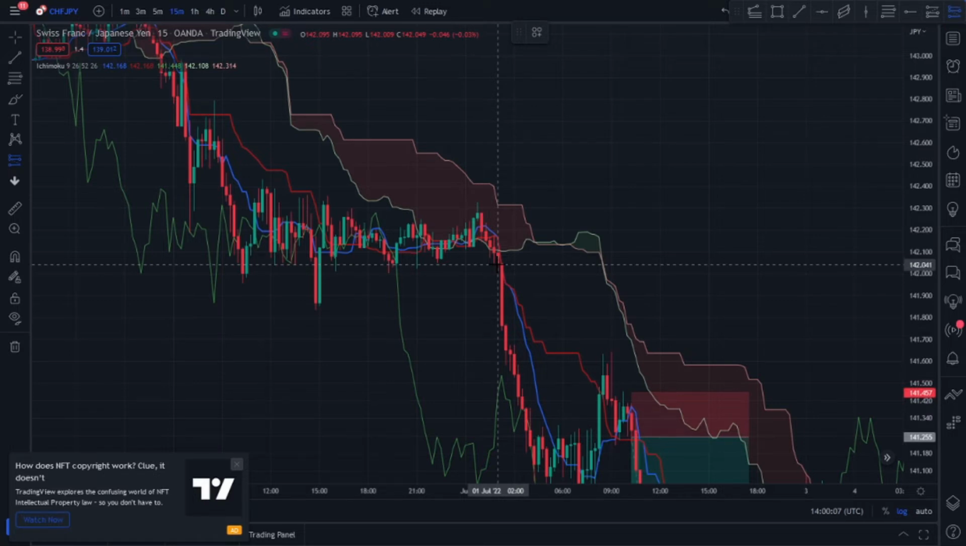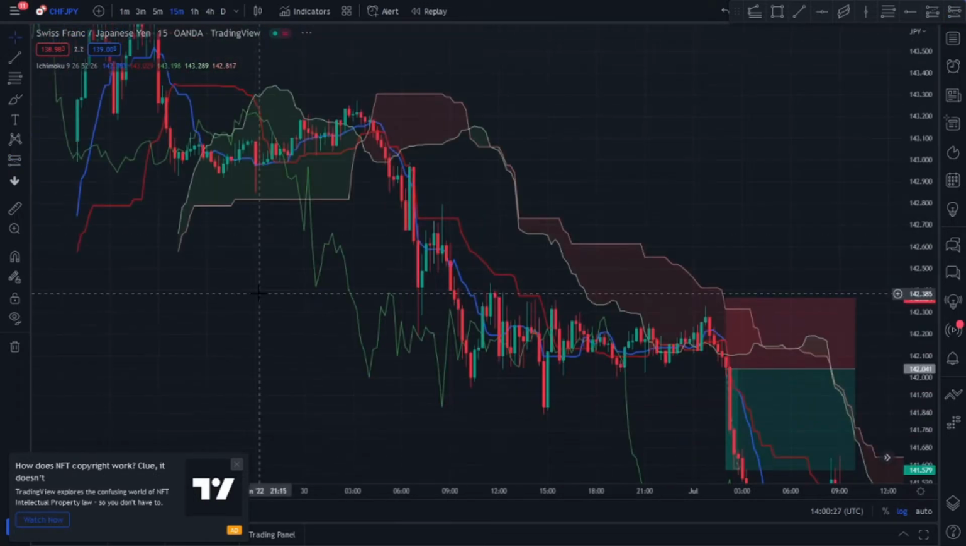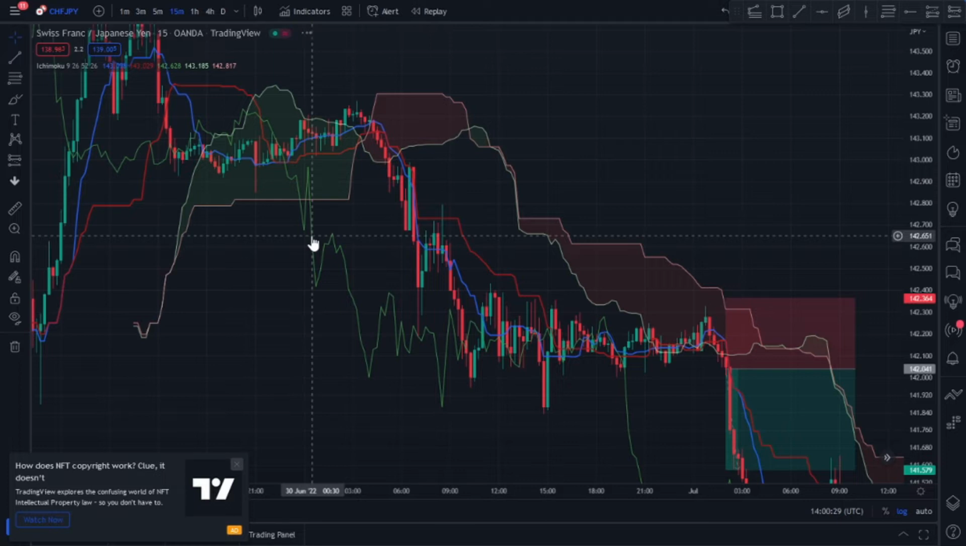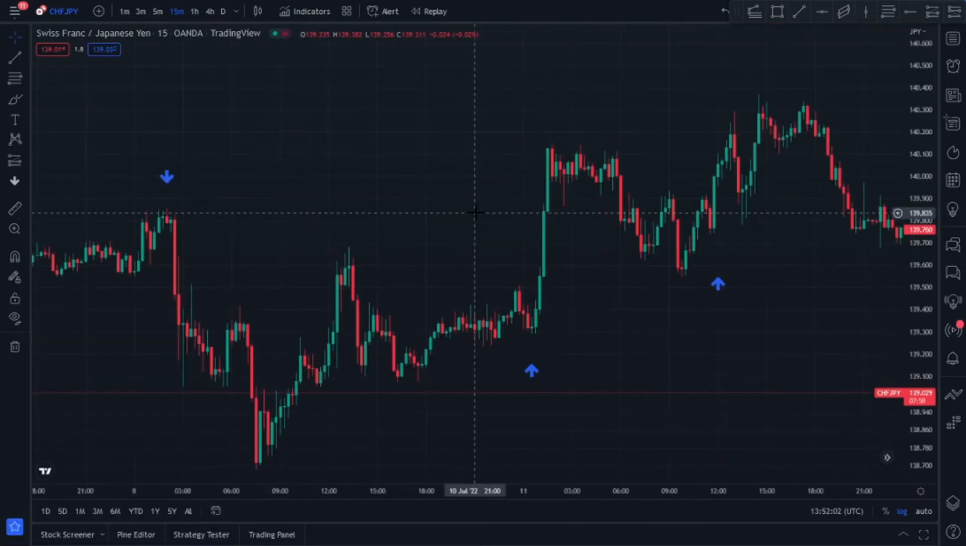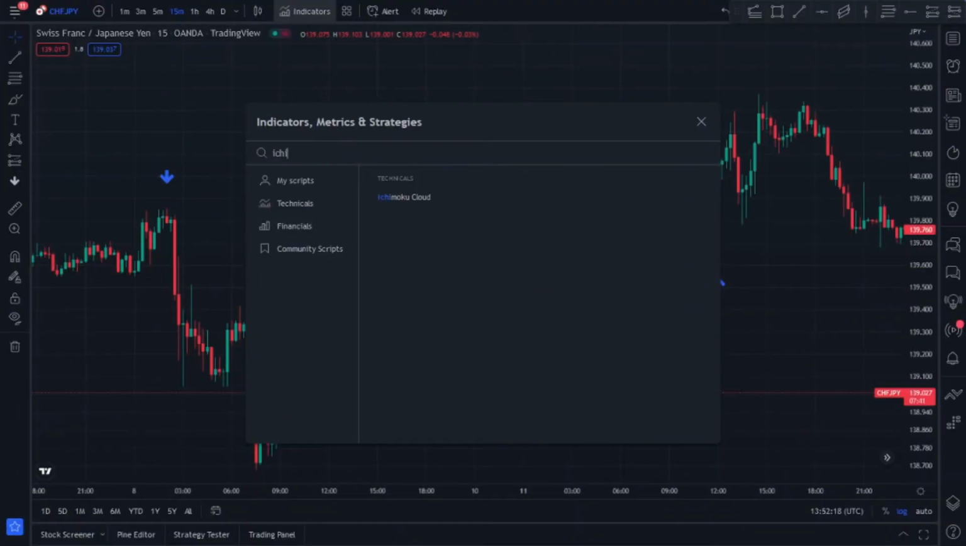This strategy of ours is more optimal in the 30 and 15 minute time frames, and it is better to use these. It doesn't matter if it is the forex market, crypto or stock market. It is used on all charts. Add the Ichimoku cloud to the chart from the indicator section.